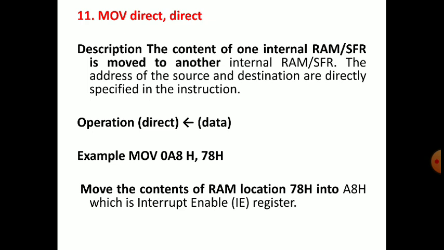And moving on to the next instruction, mov space direct comma direct. So this is a direct addressing mode in which the source and destination both are direct addresses given. So the contents of source address will be copied onto the destination address location. So that is the description mentioned here. Description: the content of one internal RAM or SFR is moved to another internal RAM or SFR.